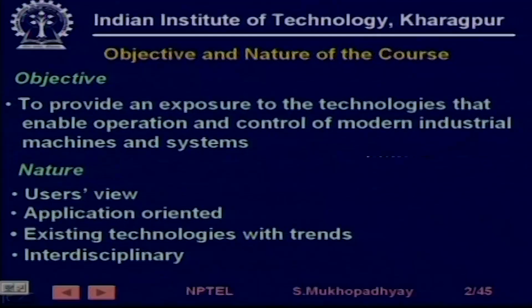We said that we will keep it application oriented. So, whenever we talk about a technology, we will always talk in the context of its use. So, how does that help? We will mainly talk about existing technologies, not very cutting edge technologies, but sometimes we will also try to capture the trends that are happening in industrial automation.